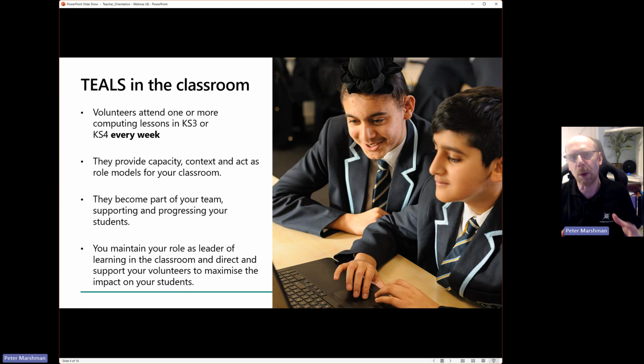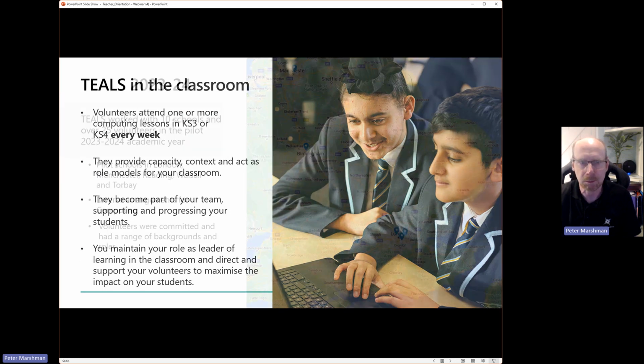What we're really passionate about, and really understand, is that you as a class teacher are the leader of the classroom. We really do understand that the volunteers are there to support you. They are to support your leadership, and to help you develop your leadership as well, with the ultimate aim, of course, of impacting positively on students through the skills and knowledge that they develop.